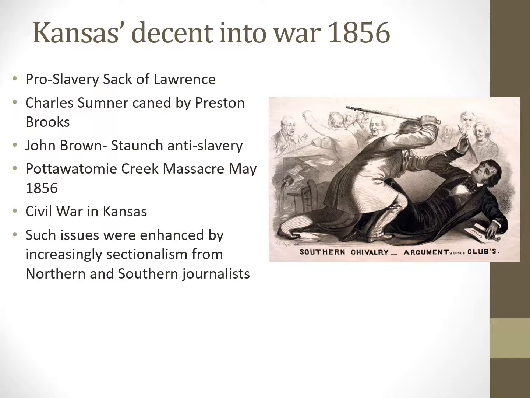journalists. Take, for example, the caning of Charles Sumner. In the North, it was very much presented as an act of utter Southern barbarism. In the South, Preston Brooks was praised as a hero for uplifting Southern honor. So it becomes an increasingly violent situation in Kansas and becomes a microcosm of the sectional dispute in the country.